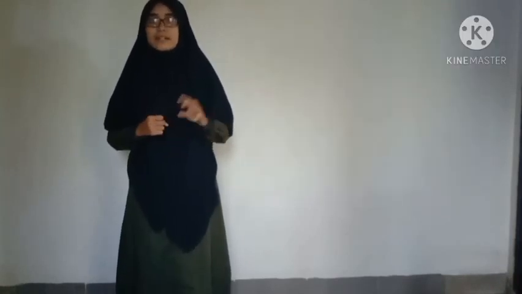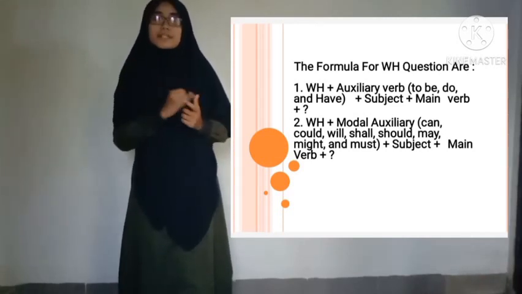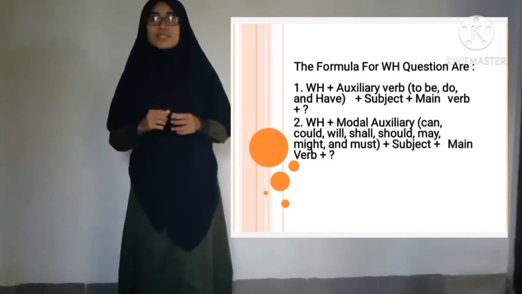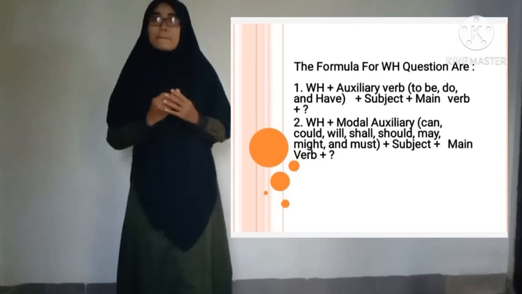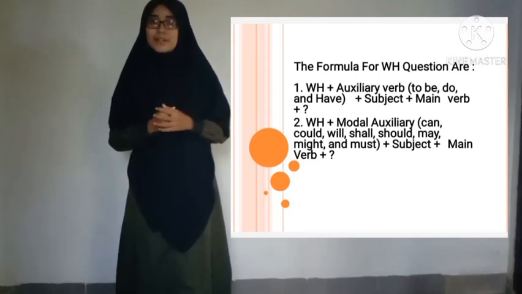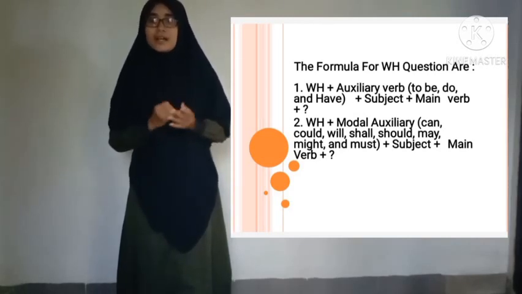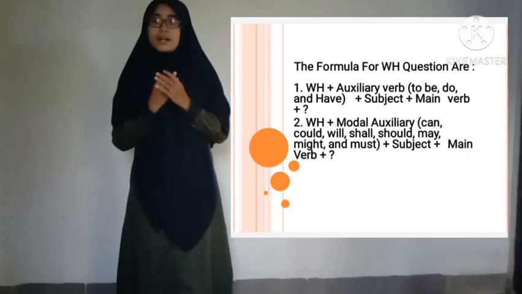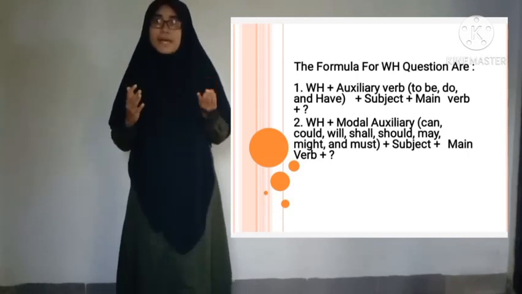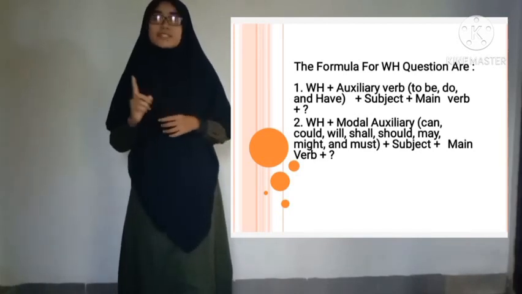Okay, next. Sebelumnya teman saya sudah menjelaskan tentang formula dari question ini, tapi saya ulangi kembali. Yang pertama di sini adalah we have plus auxiliary verb. Auxiliary verbnya itu to be, to do, to have, plus subject, plus main verb, plus question mark. Oke, yang kedua we have plus modal auxiliary. Modal auxiliary di sini adalah can, could, will, shall, should, may, must, and might, plus subject, plus main verb, plus question mark.